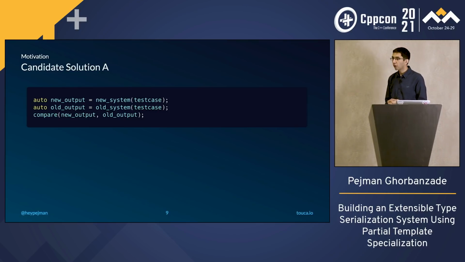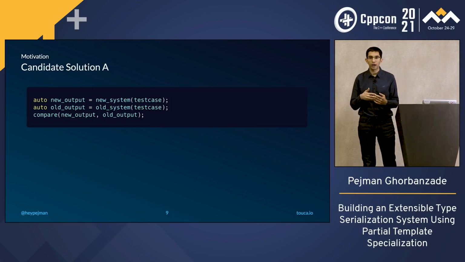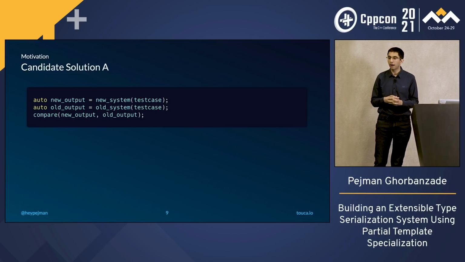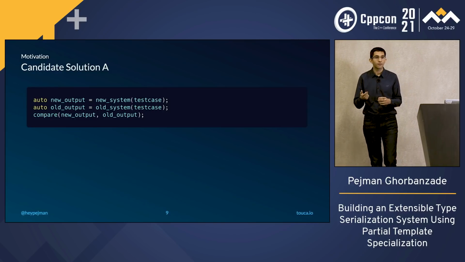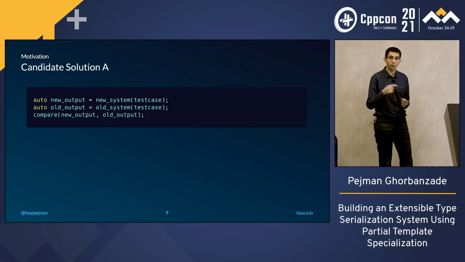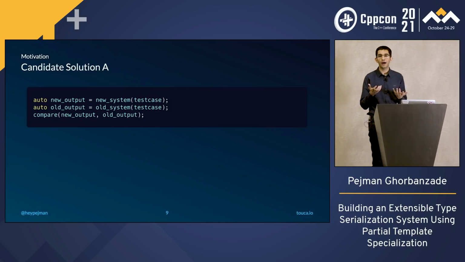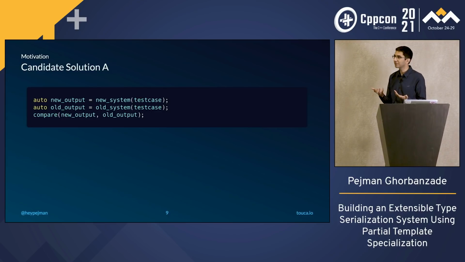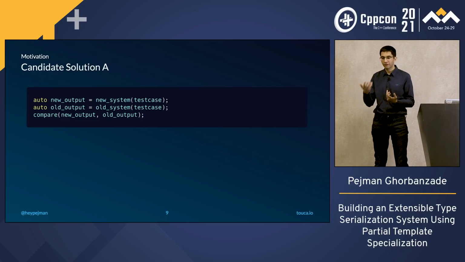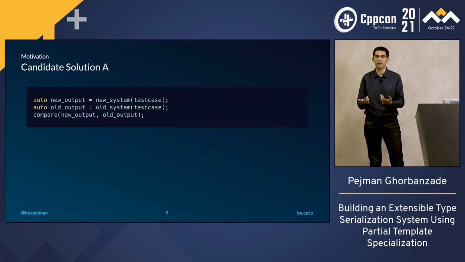Our first try was to create a test infrastructure that would call our data pipeline, or whatever we were building, twice. Once with the legacy version that we were trying to replace, and once for the new version. So then we ended up with two outputs of these systems in memory, so we could compare them. In fact, when we designed the system, we decided to derive these outputs from a simple base class.